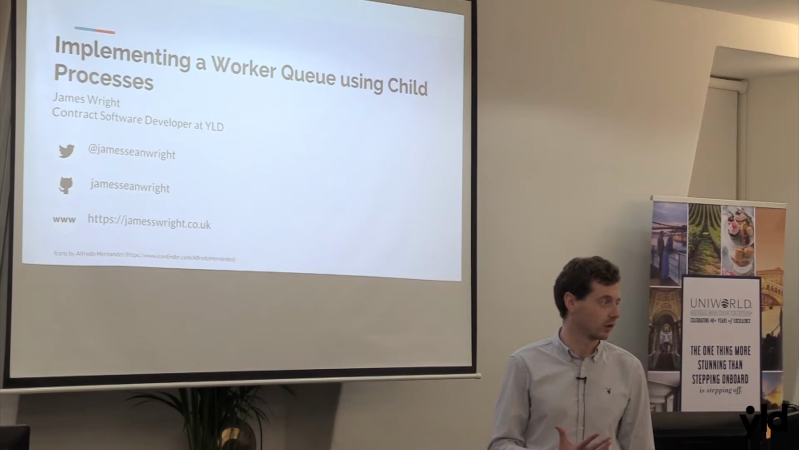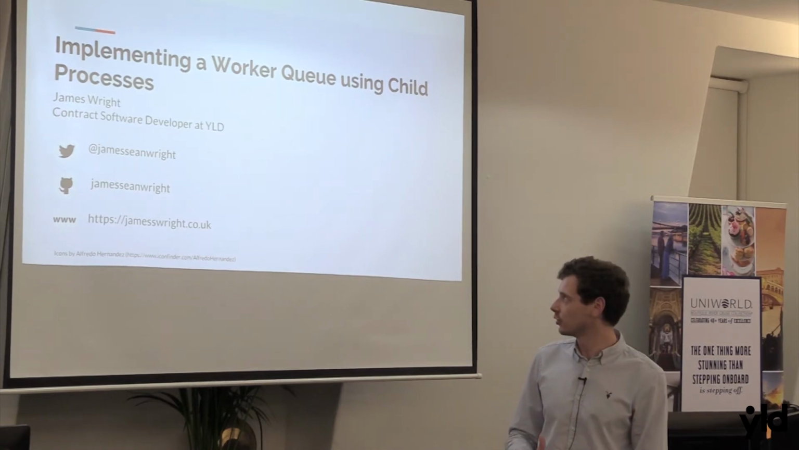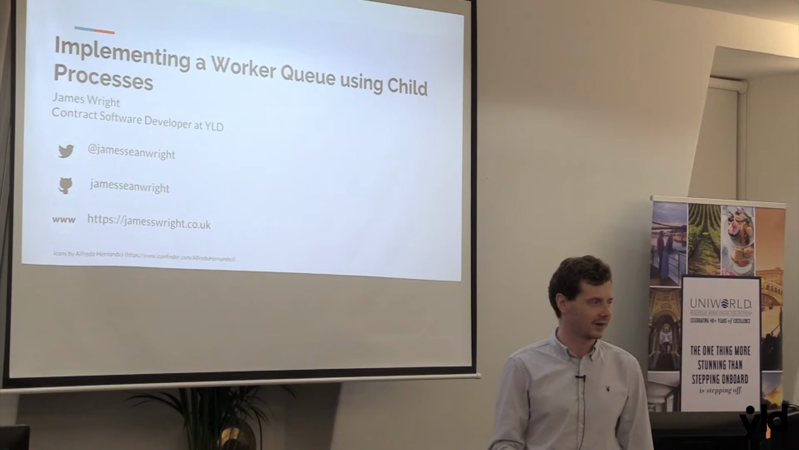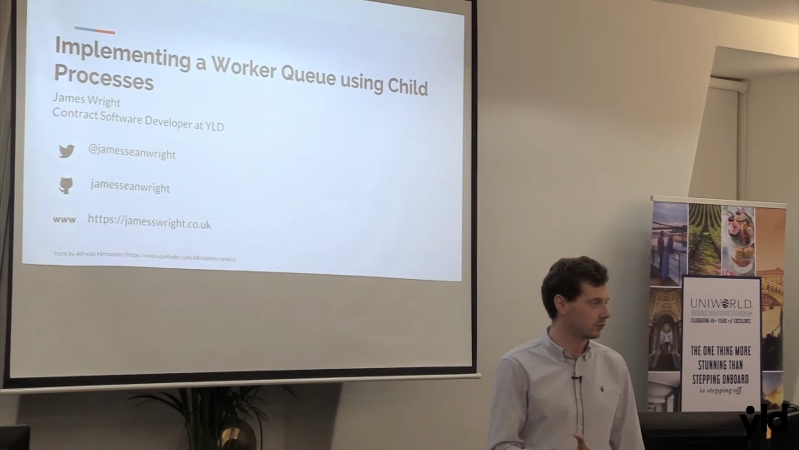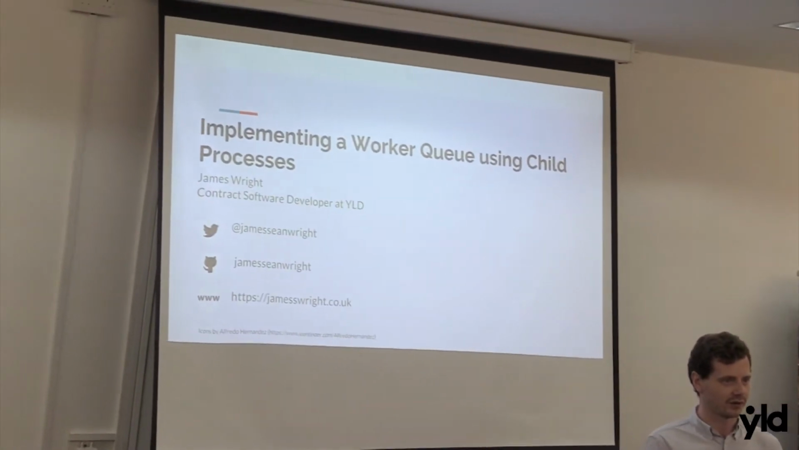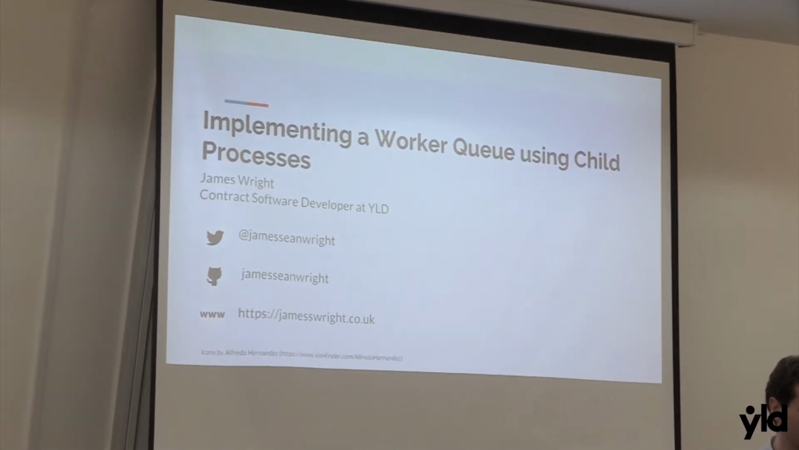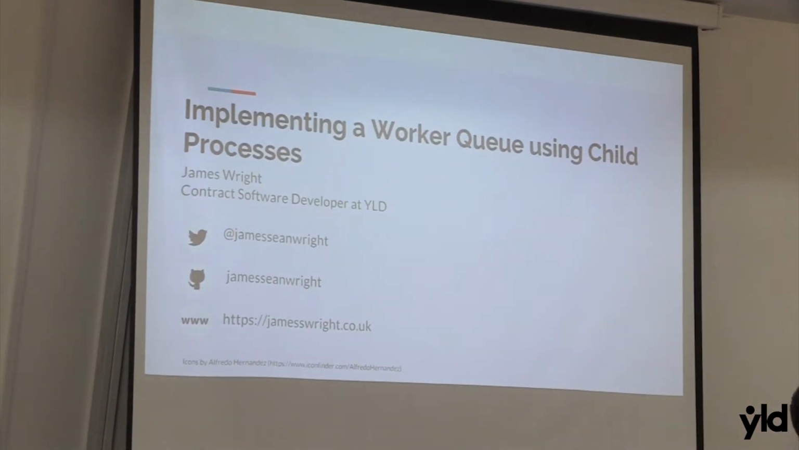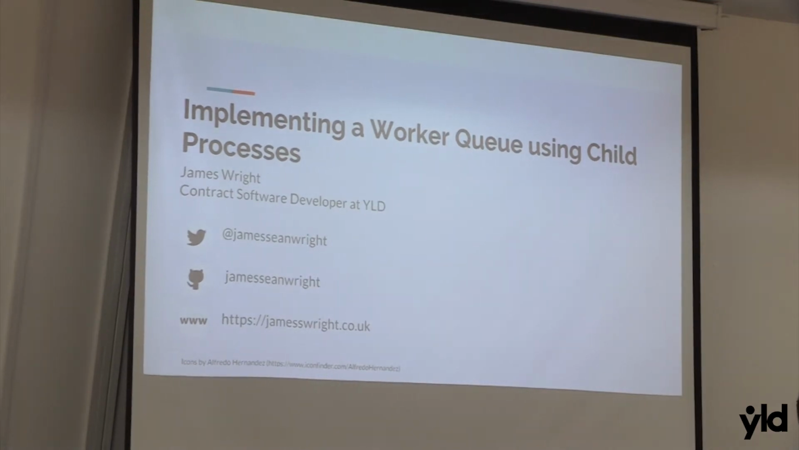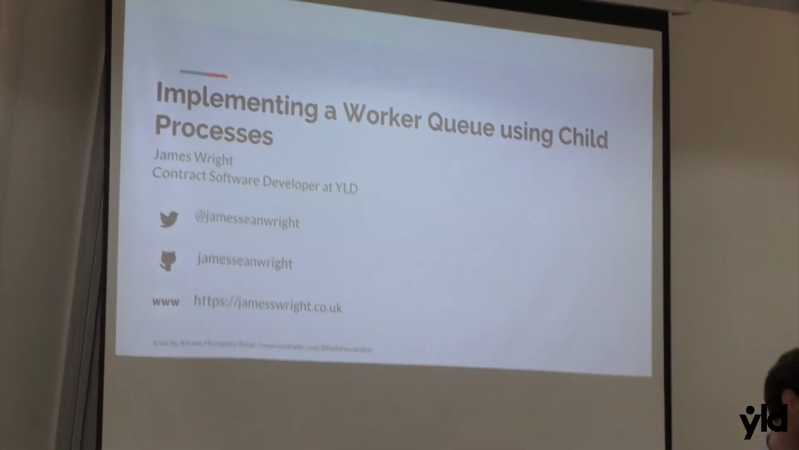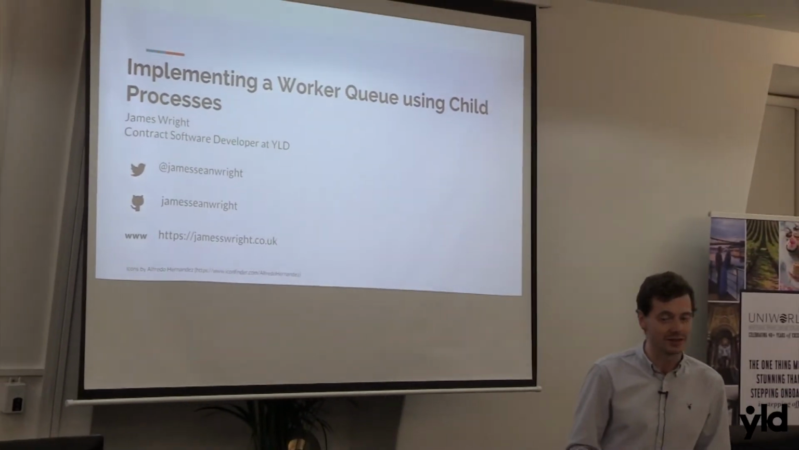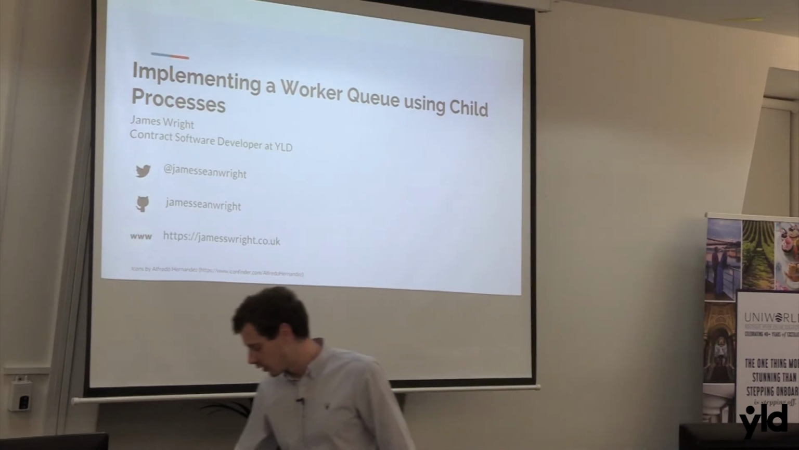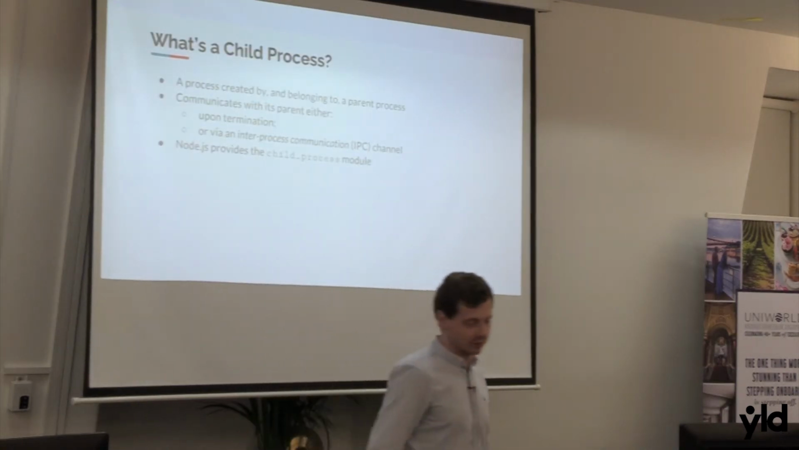I'm currently based at Trainline. Tonight I'm going to talk to you about how one can implement a worker queue using child processes, so how it's possible to take payloads of work that need to be computed and do so on external event loops and external Node.js processes, which can really help you increase your requests per second in the context of HTTP, for example. So here's a logical starting point.